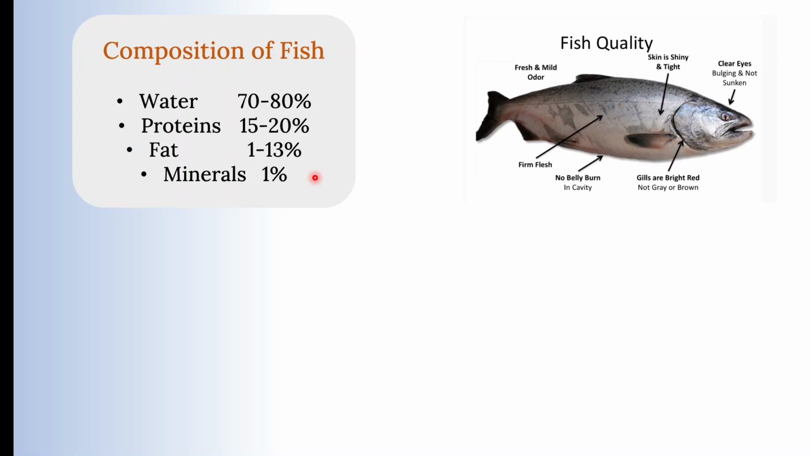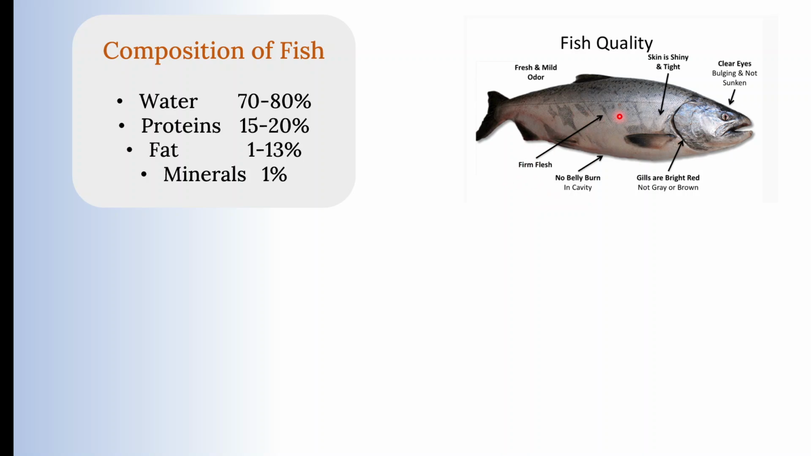Now let us know how to judge the quality of fish. Just very briskly we will go through this. If we have a whole fish of this kind, then we can see these points. First of all, we'll start with the eyes. Eyes should be very clear, bulging out, not sunken. The gills should be bright red in color, not gray or brown. You can open the gill flap and check the freshness of the fish. In the belly region, the cavity, there should not be any belly burn. It should not be very soft.